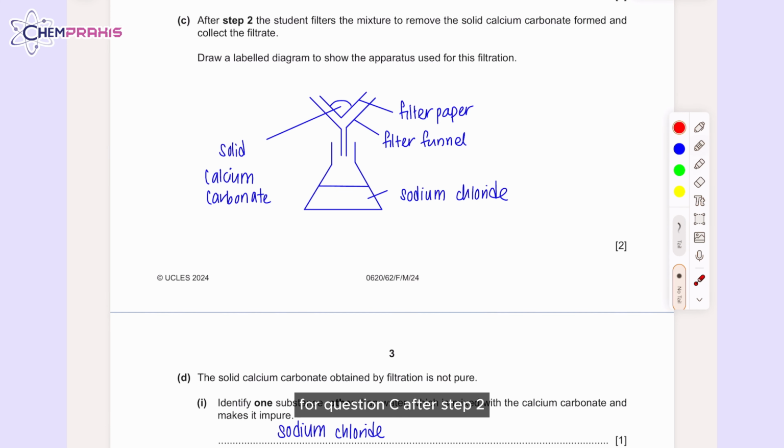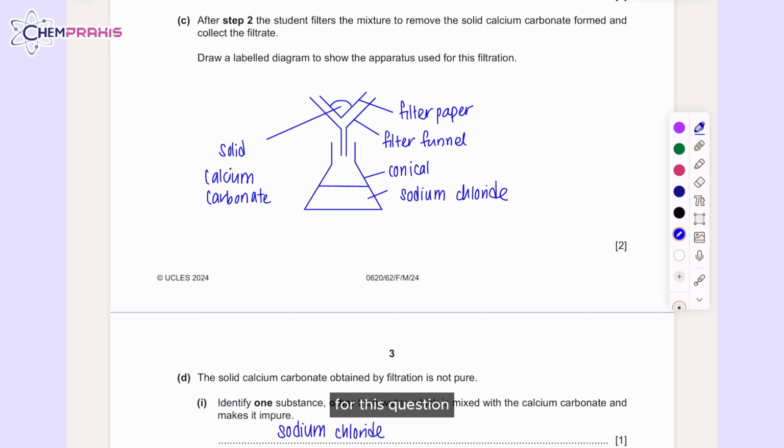For question C, after step 2, the student filters the mixture to remove the solid calcium carbonate formed and collect the filtrate. Draw a labeled diagram to show the apparatus used for this filtration. So you need to draw a filter funnel, and then you also need to draw a filter paper. This is a must. Don't forget to draw filter paper. And you need to draw a conical flask. This is the conical flask.